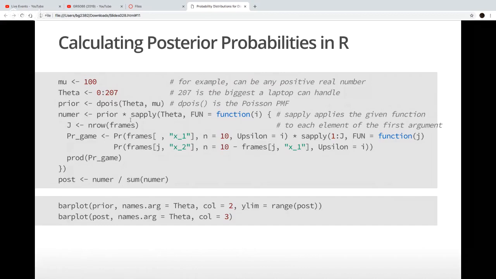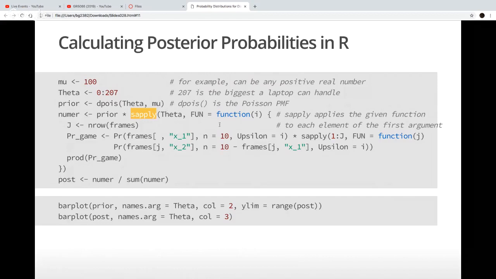And that is most easily accomplished using the sapply function, which you might not already be familiar with in R. The sapply function takes two main arguments. The first argument can be a vector or a list or whatever, and the second argument is a function. What sapply does is apply that function to each element of the vector or the list or whatever that you give it as the first argument.